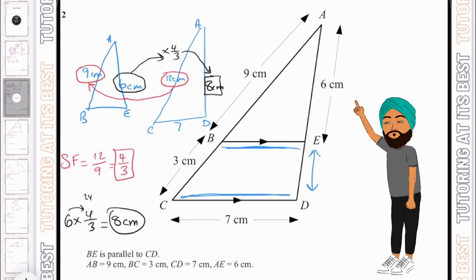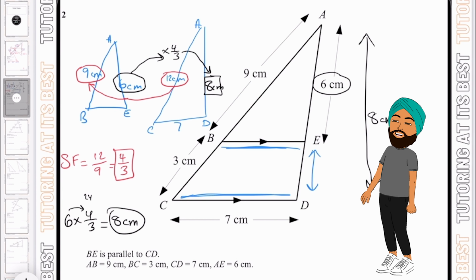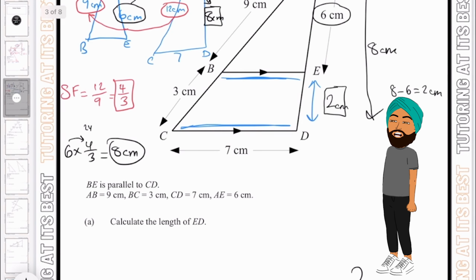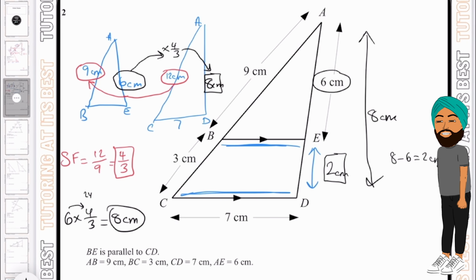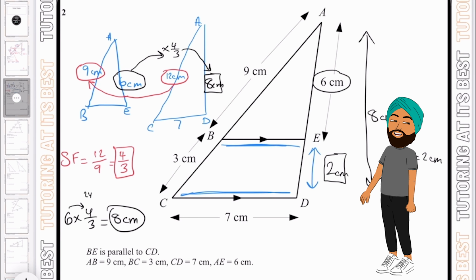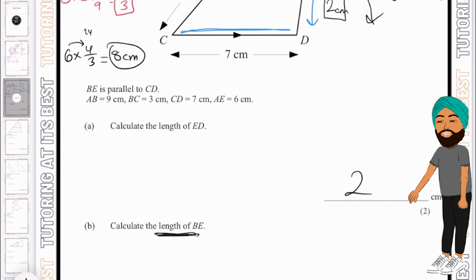But now I've done that, we know this entire length here is 8 centimeters. But if we have 6 on one end, I wonder what the small side will be. In order to find that out, we simply need to subtract them. 8 take away 6 gives us 2. So now we know that the length of ED is 2 centimeters. So I hope that was clear: how I've broken down the larger triangle into 2 triangles and then calculated the scale factor before working out length E to D. Marvelous.